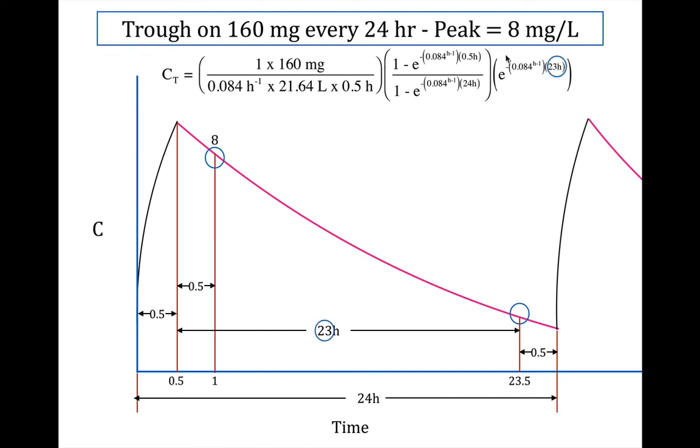That goes into this portion of the formula where for capital T, or time after the end of the infusion, that the concentration is drawn. We gave our 160 milligrams and everything else is the same. Once we do that and do the calculations, the trough comes out to be 1.21 milligrams per liter.